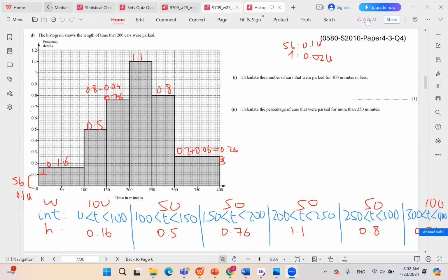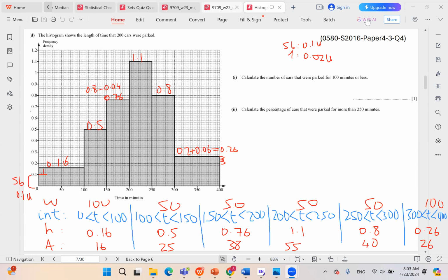Next, we want to get the area, and we get that by multiplying the width by the height. So the area will be 16, and then 50 times 0.5 is 25, and 50 times 0.76 gives us 38. 50 times 1.1 is 55. 50 times 0.8 is 40. And 100 times 0.26 gives us 26. And we said before that the area is the frequency.